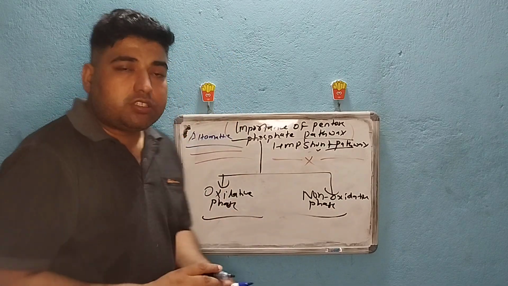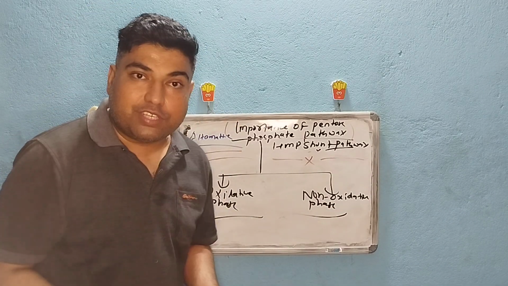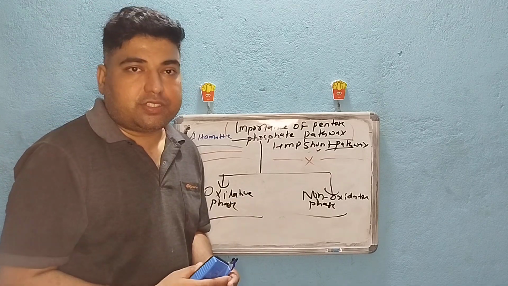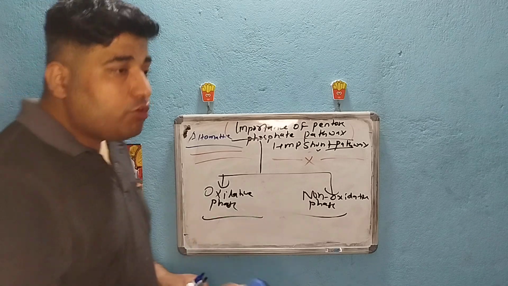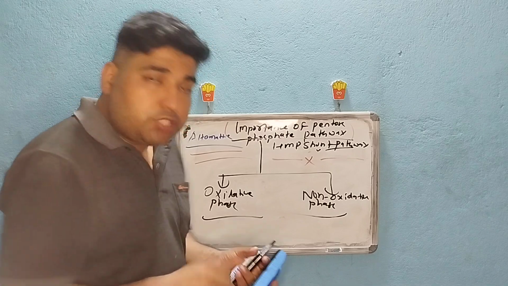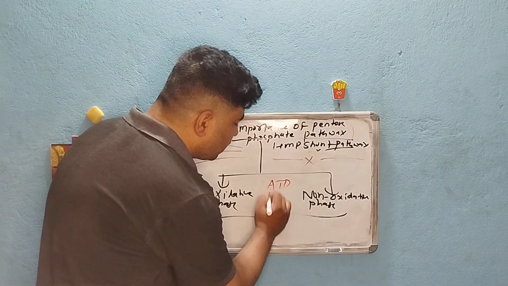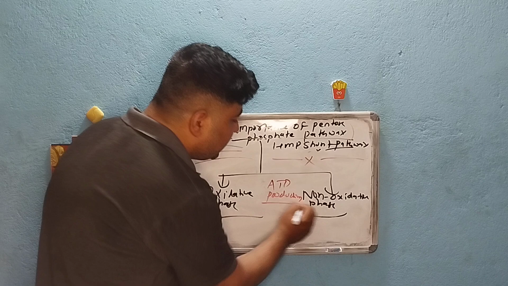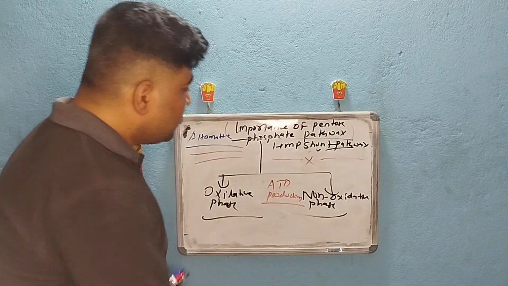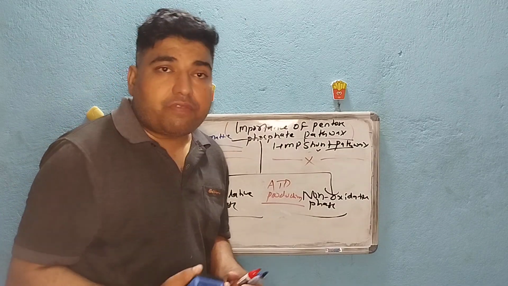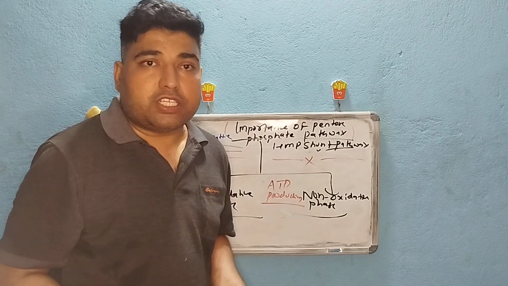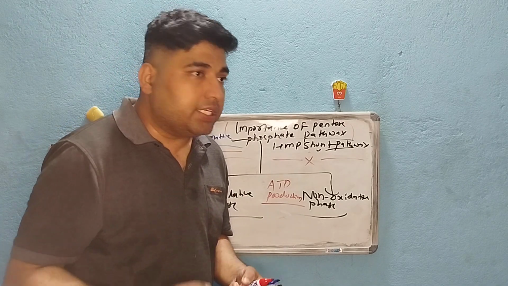In both of these phases, multiple enzymes take part in the reactions. One more important thing to know about this pathway is that there is no net ATP production in the hexose monophosphate shunt pathway. So despite not being a source of ATP, why is this pathway of utmost importance? That is our area of learning today.